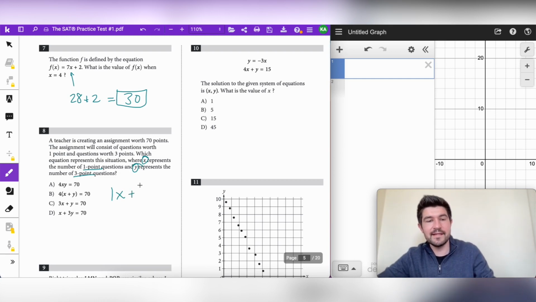And then if we add that to 3 times y, this here is the total number of points for all of the 3-point questions, right? If y is, let's say, 6, that's worth 18 points, 3 times 6. So that would be the total number of points, 1x plus 3y, or just x plus 3y. And we know that the assignment is worth a total of 70 points, so this will equal 70. And that would be our answer, and that's D.